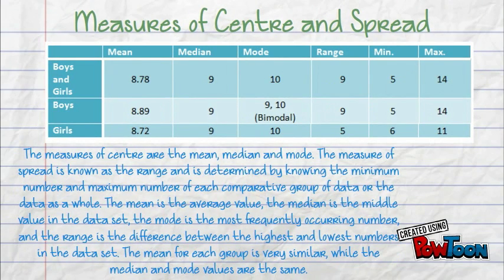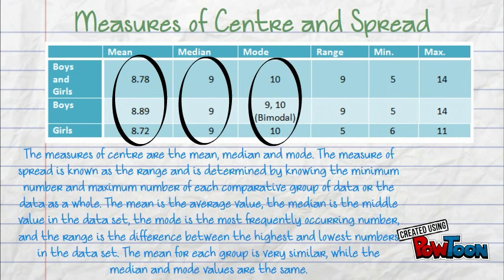The measures are centre, the mean, median and mode. The measure of spread is known as the range and is determined by knowing the minimum and maximum numbers of each comparative group of data, or the data as a whole. The mean is the average value, the median is the middle value, and the mode is the most frequently occurring number, and the range is the difference between the highest and lowest numbers in the data.